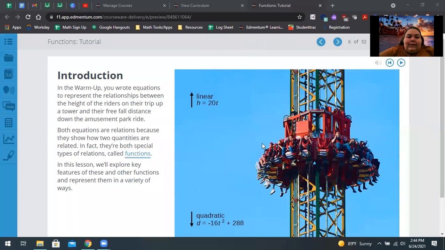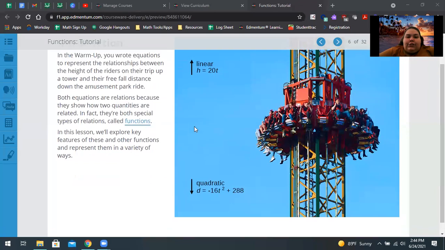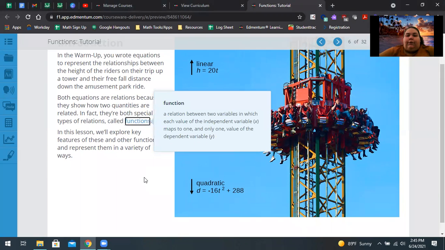So what does that also mean? Both equations are relationships because they show how two quantities are related. In fact, they're both special. They're types of relations called functions. So functions, you're going to see functions represented in three different formats.